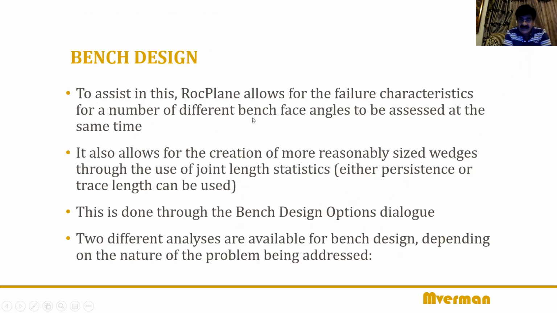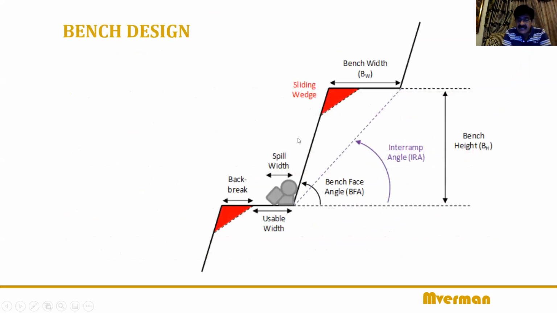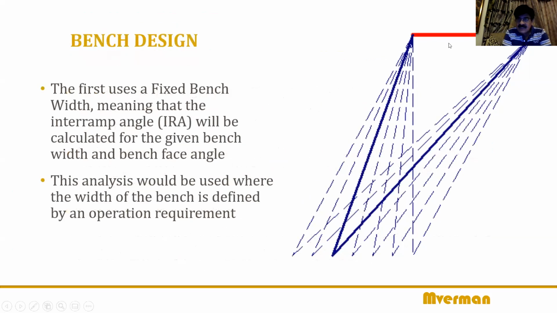Now, what is interramp angle? Let's go back to this. This is the interramp angle. If the bench width is fixed, interramp angle will depend on the angle of the face of the bench, which is shown here. This is the bench. This dark blue is the angle of face, and this dark blue is the interramp angle. So if you change this bench face angle, these dashed lines are the changes. With each change, the interramp angle will change. If that is the bench face angle, this would be the interramp angle. You can see that.